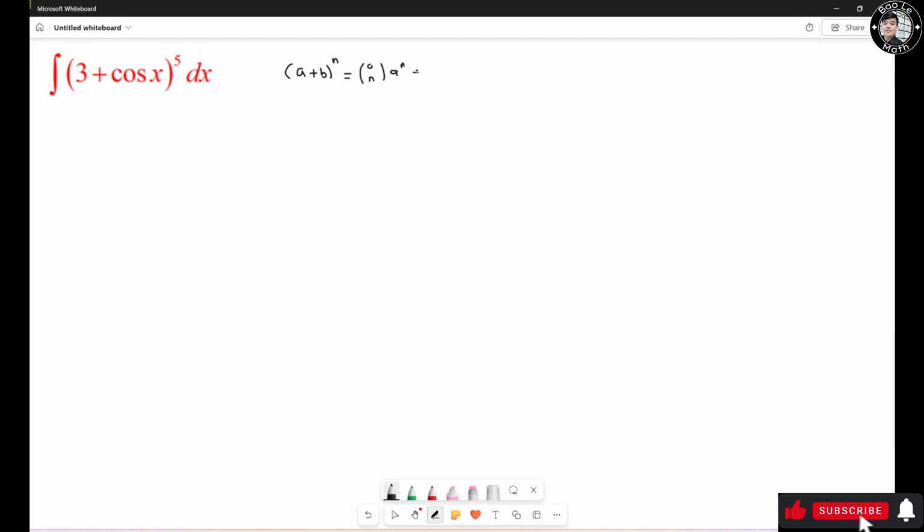a to the n plus combination of 1 and n, a to the n minus 1 b, plus combination of 2 and n, a to the n minus 2 b squared, plus etc., plus the general term combination of k and n, a to the n minus k b to the k, plus etc., plus the last term combination of n and n, b to the n. So I'm going to use this binomial theorem to expand this one.